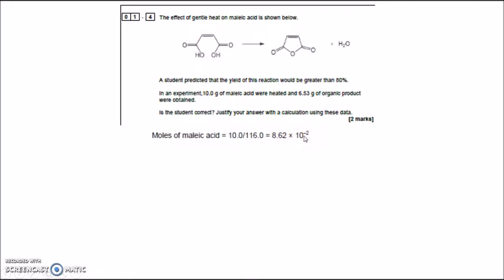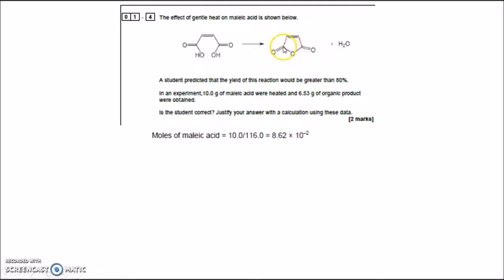It probably won't work out that way, because in an experiment you never make 100% of something, you lose something along the way. But let's use 8.62 times 10 to the minus 2 moles of this, if I make 100% of it, and let's use its MR to work out the mass of this that I could have made. So 8.62 times 10 to the minus 2 moles of this, let's work out its MR.